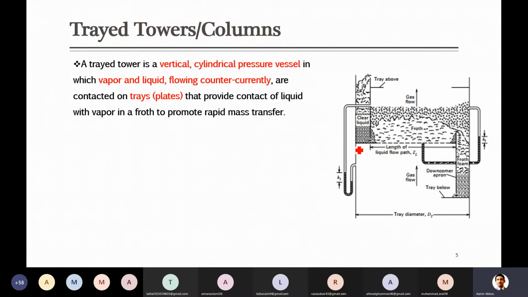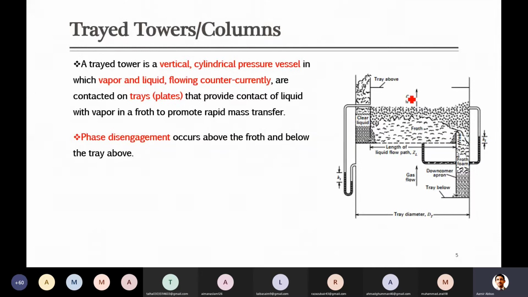For example, in this diagram, you can see there is a plate or a tray. On its surface, there is a liquid hold up, and from the bottom, vapor, or as mentioned here, gas, is entering. On the surface there is contact between liquid and vapor, and during this contact both try to reach equilibrium. In that case, some components are transferred from the liquid to the vapor, and some are transferred from vapor to the liquid.